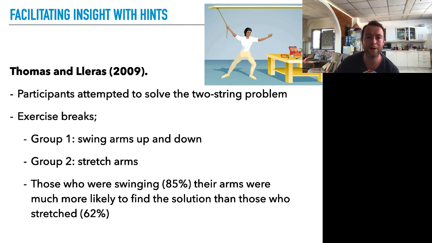Although most were unaware of the explicit relationship between these arm movements and the task, these hints can still be effective without any conscious awareness of their task relevance.